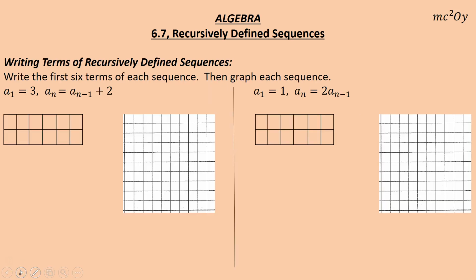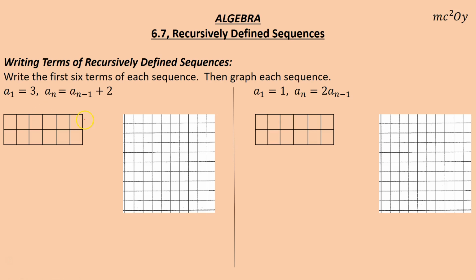Okay, let's go ahead and look through these and see how we're using them. Write the first 6 terms of the sequence, and then graph the sequence. Remember, the top is always where we put our term number.